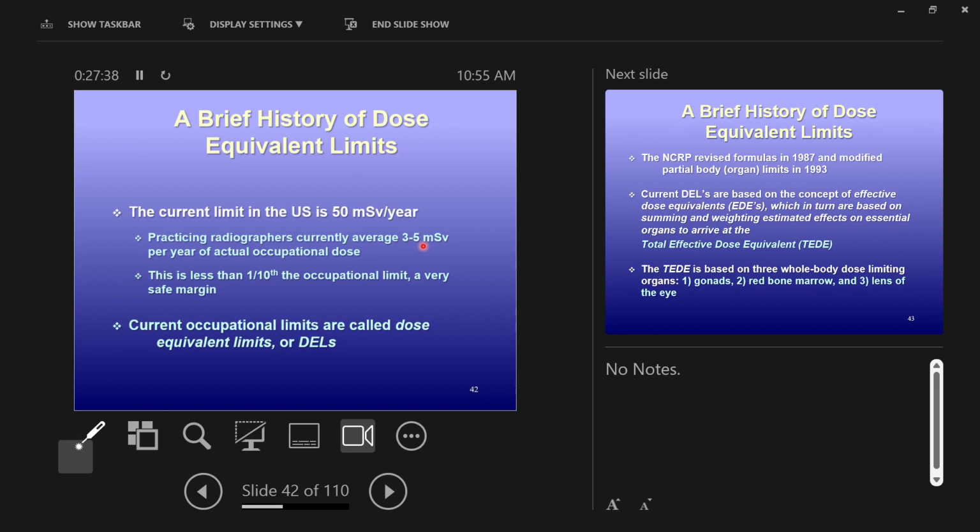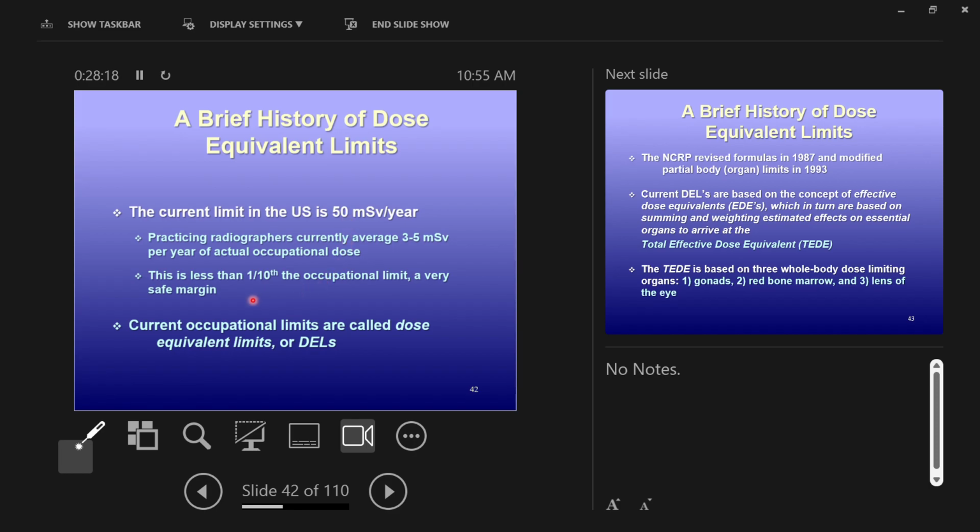I told you 1 gray, meaning 1 sievert, can cause death, but that's to the whole body. The 3 to 5 millisieverts that you receive on average in a year is, one, a very small amount, and two, not to your entire body. These are partial body doses, and it matters how much of your body is irradiated. This is less than 1/10 of the occupational limit. The occupational limit is 50 millisieverts, and if you're at 5 millisieverts, you're exactly 1/10 of that. This is a very safe margin.